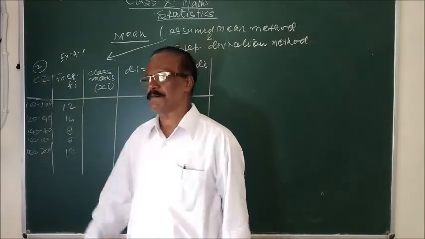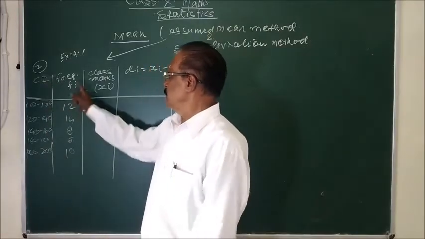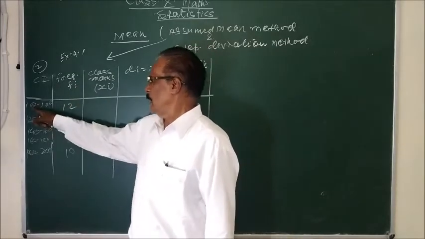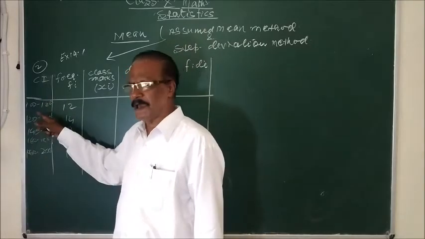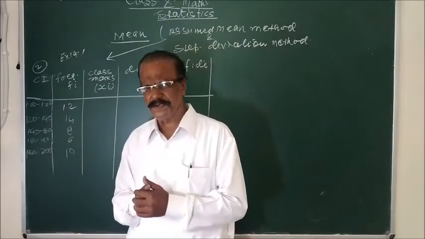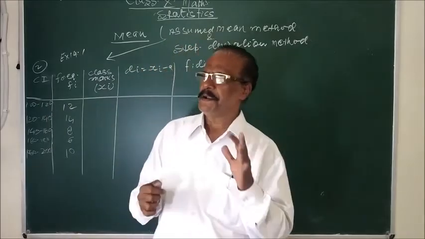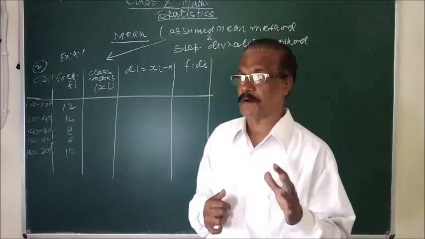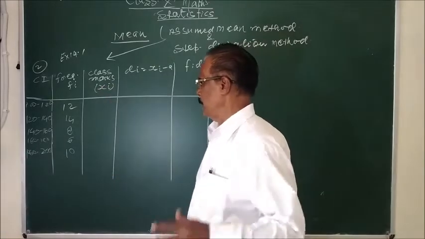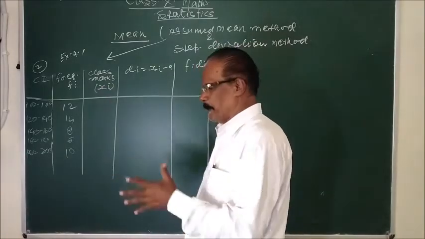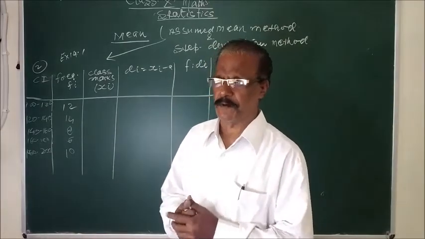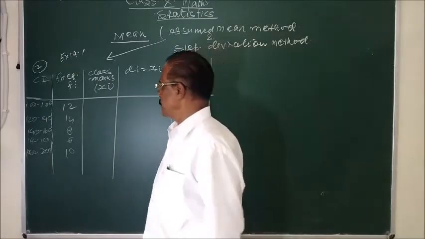These are the class intervals and these are the frequencies. I have explained the lower limit and upper limit, and the difference between the upper limit and lower limit is the same. That is called the class size. And this is the class mark. The sum of the upper limit and lower limit divided by 2 gives you the class mark.